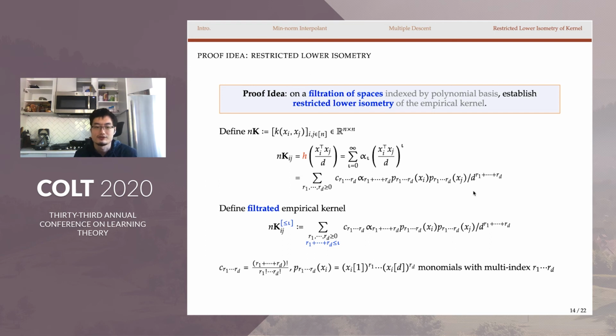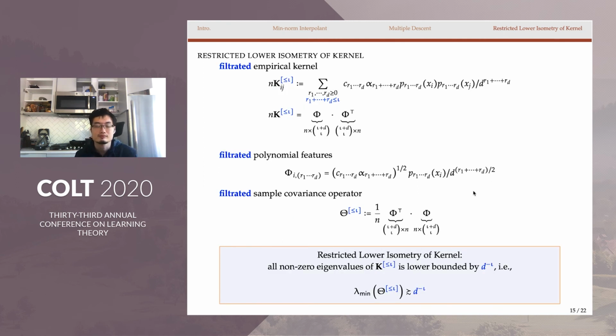So it's like a filtrated kernel corresponding to filtrated vector subspaces. We can decompose each filtrated empirical kernel into a product, and transpose the product so that we get a filtrated sample covariance operator. The nice thing is that the sample covariance operator and the empirical kernel have the same non-zero eigenvalues.